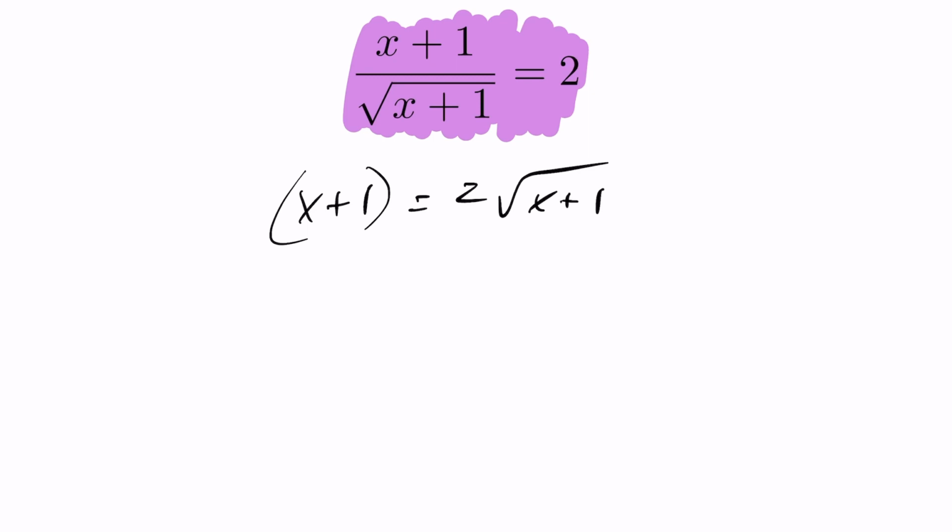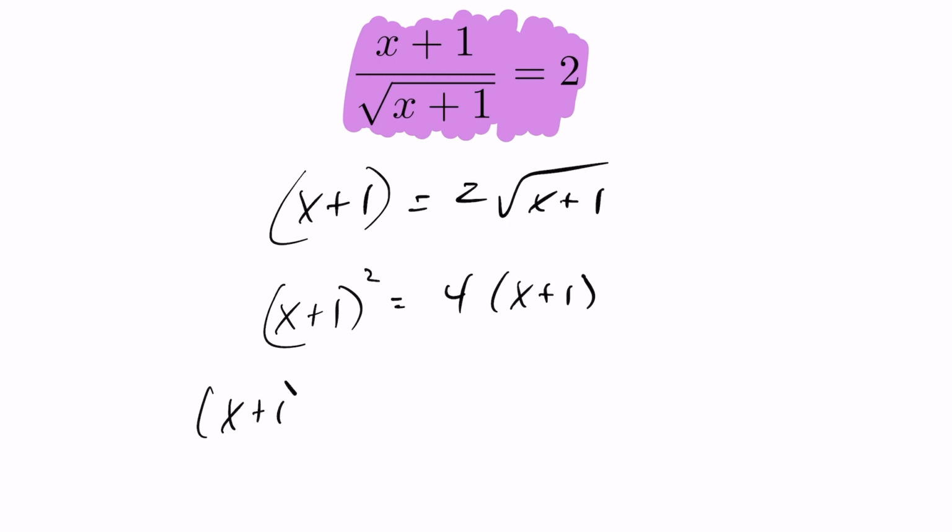Now, whenever you're solving an equation involving a radical, you typically want to isolate the radical and square both sides. So I'm going to go ahead and square both sides of this equation, giving me (x plus 1) squared equals 4 times (x plus 1). And then I'm going to go ahead and bring everything to one side.